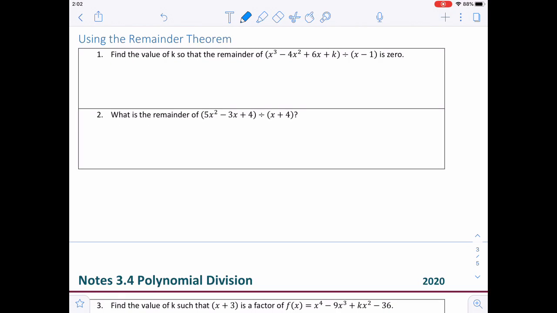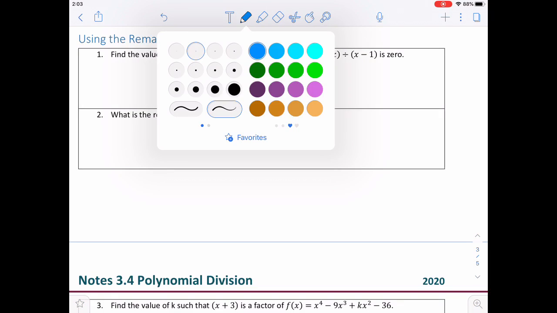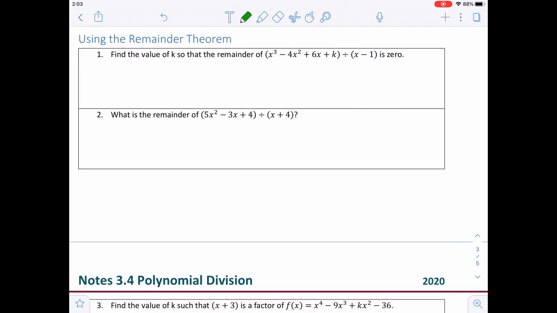In number 1, we want to find the value of k, so the remainder of x cubed minus 4x squared plus 6x plus k divided by x minus 1 is 0. Well, let's use the remainder theorem. So the remainder theorem says if we plug in this solution value, right, so the solution would be 1. So p of 1 is our remainder, and we want the remainder to be 0, right? So let's figure out what the remainder is. We're going to plug 1 in.